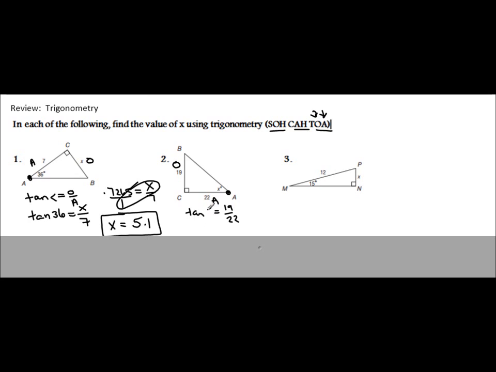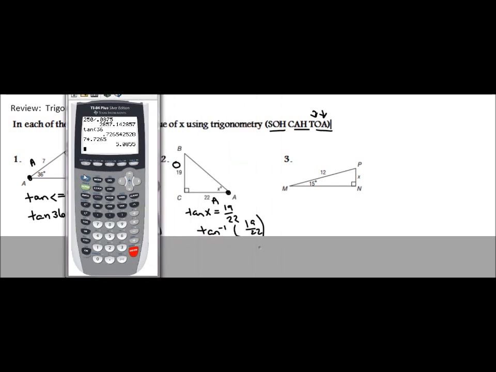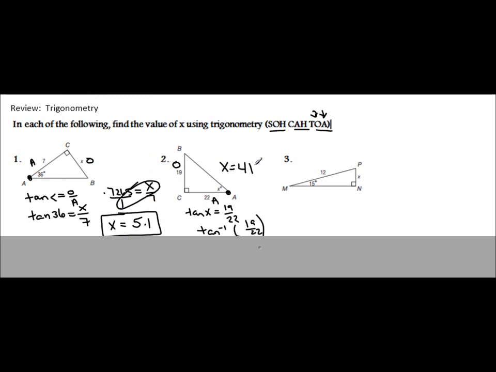So if you're looking for an angle measure, you're using the inverse function. So all you do is find the inverse function of tangent by pressing second tangent, and that represents the degree of the angle. And then the ratio, 19 divided by 22. So the angle measure is going to be 40.8, and when we're dealing with angle measures, we usually round to the nearest whole number. So x is actually going to be 41 degrees.